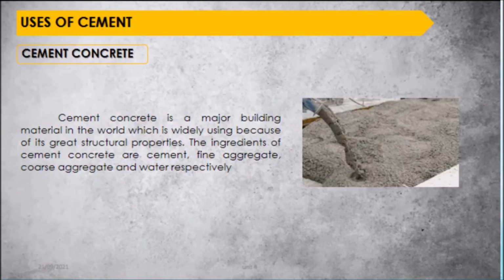So next, cement is used in concrete. Cement concrete is a major building material in the world, which is widely used because of its marvelous structural properties. The ingredients of cement concrete are cement, fine aggregate, coarse aggregate, and water respectively. In general, ordinary Portland cement is used to prepare concrete, but for special cases or based on different circumstances, many types of cement like rapid hardening cement, high alumina cement, etc. are discovered. So that's what we discussed earlier, the types of cement.